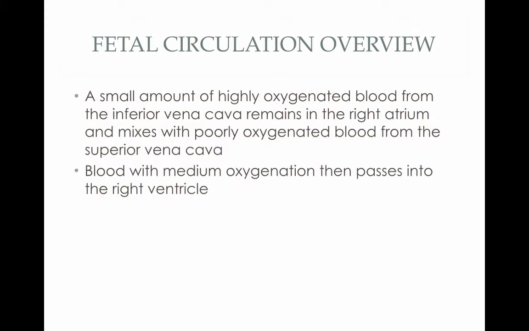And so if we look at that, and we'll talk about each one of those too, we want to go through kind of this loop. So a small amount of highly oxygenated blood from the inferior vena cava remains in the right atrium and mixes with poorly oxygenated blood from the superior vena cava. This blood, with medium oxygenation, then passes into the right ventricle.